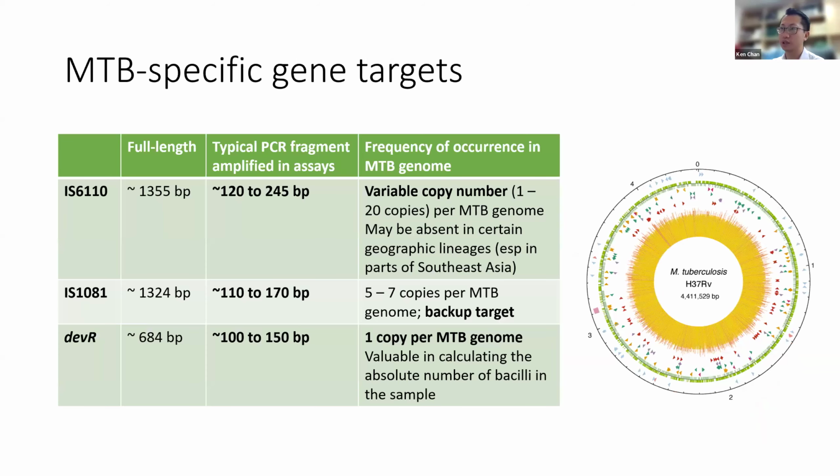So before introducing the latest evolution of the molecular technology for TBP diagnosis, I would like to introduce you to three important gene targets for MTB. So these are the three gene targets: IS6110, IS1081, and DEPR. These are MTB genome unique with variable copy number in the genome. The full length is more than 1,000 base pairs, but the typical length required for PCR amplification is around 100 to 200 odd base pairs.